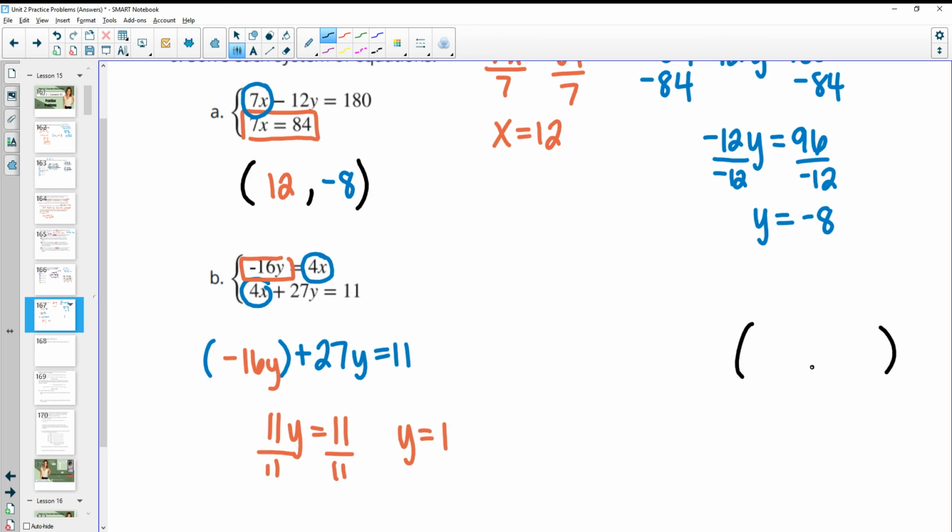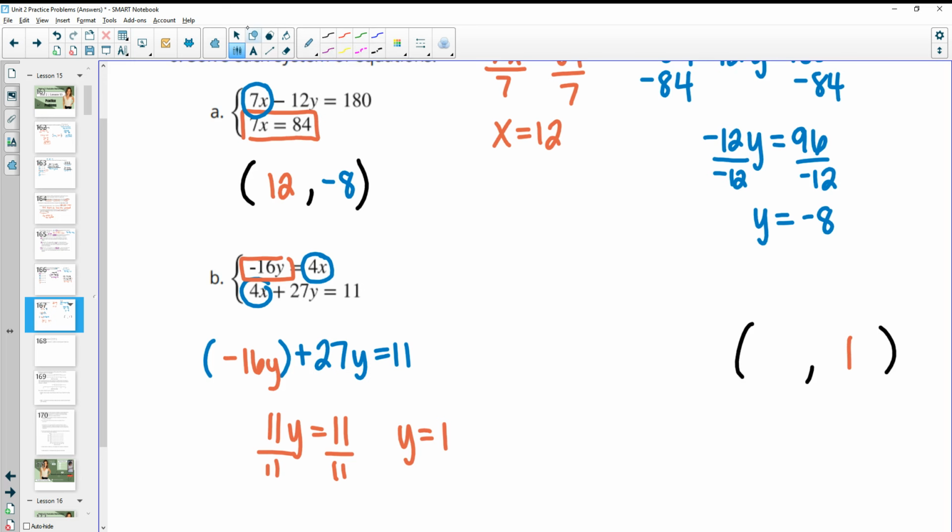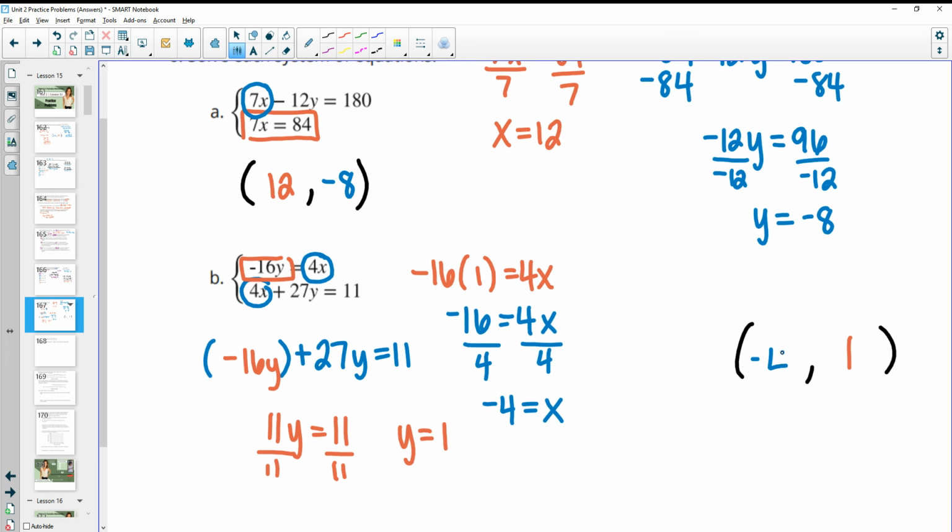So I'm just going to put that into my ordered pair right now. So the y value I got was 1. Then we're going to go ahead and plug this in to this top equation. So when we do that, we're going to get negative 16 times 1 equals 4x. And so then we get negative 16 times 1 is negative 16 equals 4x. So then divide by 4, and we get negative 4 equals x. So then that would be our solution, negative 4, 1.